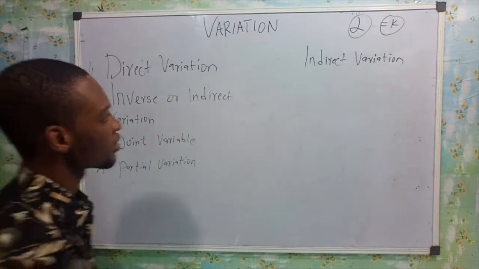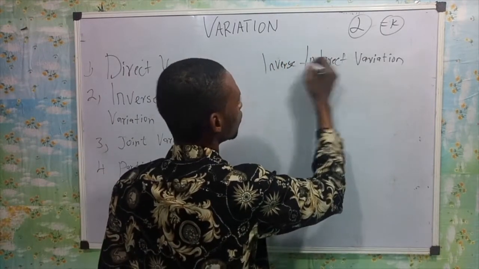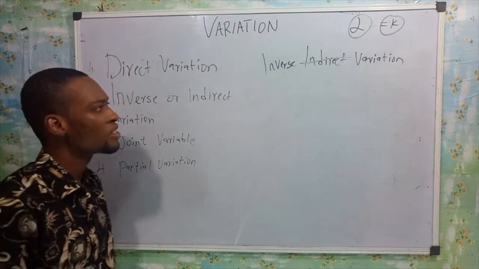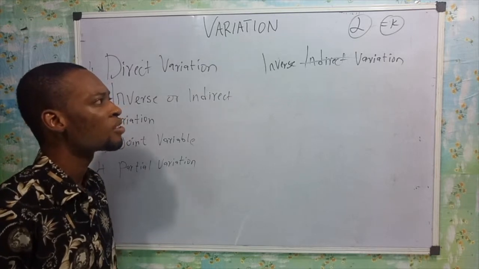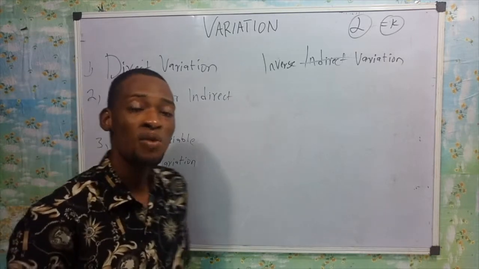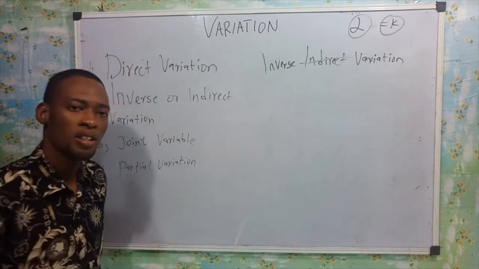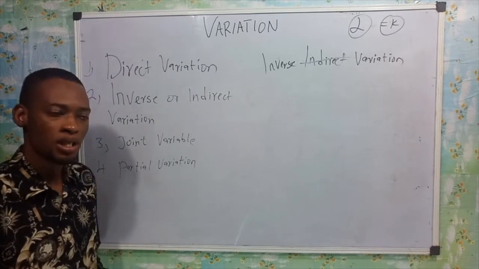Or inverse. Inverse variation. So what is inverse variation? Inverse variation is a type of variation in which the change in one affects the other one indirectly. That's to say, as one quantity increases, the other one decreases.